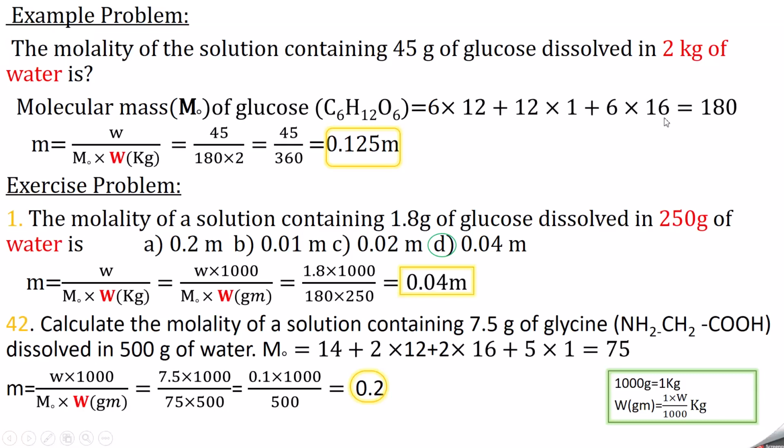16 is the atomic weight of oxygen. So when you add, you will be getting 180. So now you write the formula. M is equal to weight divided by molecular weight into weight of the solvent in kilogram.